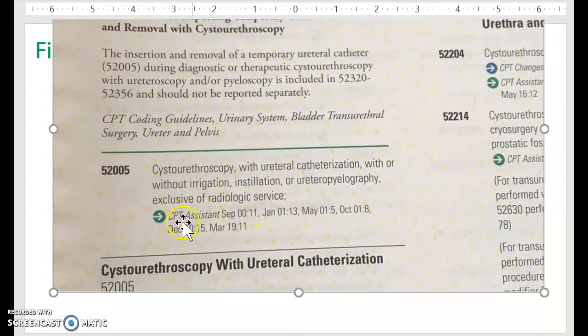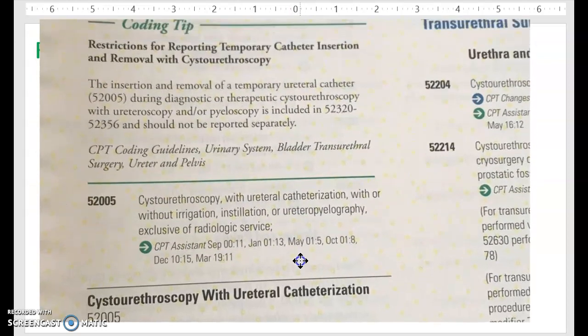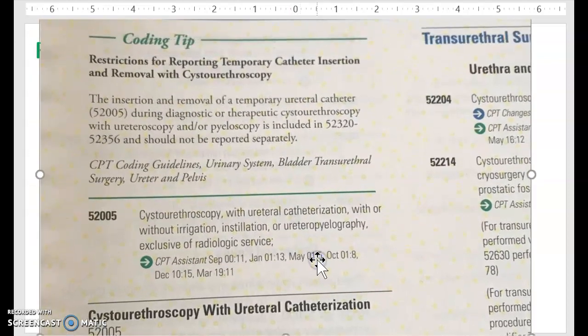These green arrows, I don't know what they're for, but I've never used them. I think it's just a reference to prior codes given before, so we don't really pay attention to or read it, but we do read anything that is written in a normal pattern or font. So it says the insertion or the removal of the temporary urethral catheters, 52005.